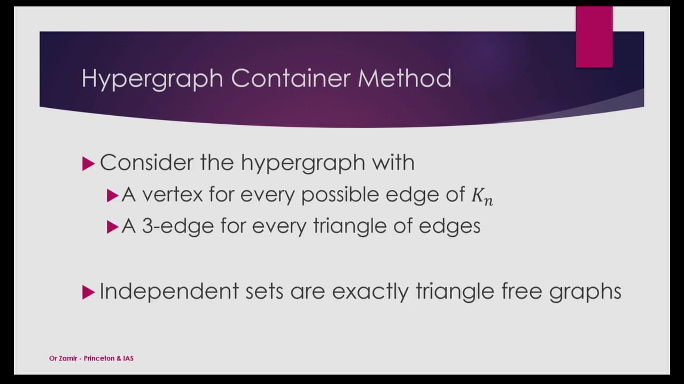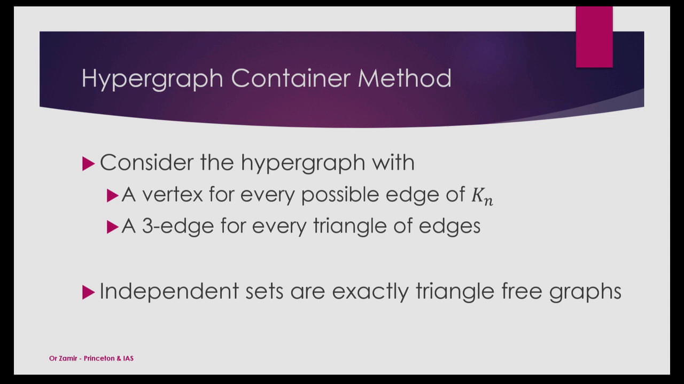So let's consider the hypergraph that is 3-uniform. Every edge will contain 3 vertices, such that the vertex set will correspond to all possible edges of Kn. So I have a vertex for every pair of indices between 1 and n. I think of this as an edge of the complete graph with n vertices. And I'm going to add a 3-edge to my hypergraph for every triplet of vertices that correspond to a triangle. So every triplet of vertices that correspond to 3 edges that form a triangle, I will have some 3-hyperedge surrounding them.